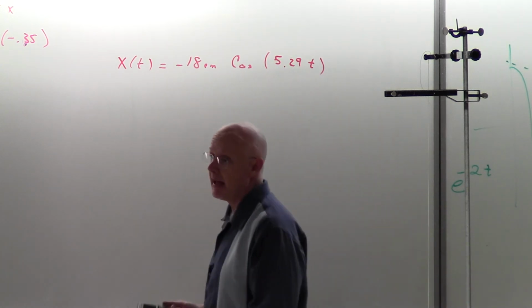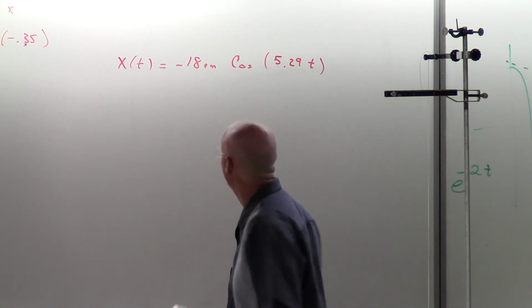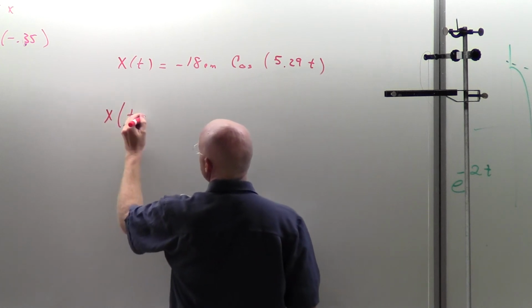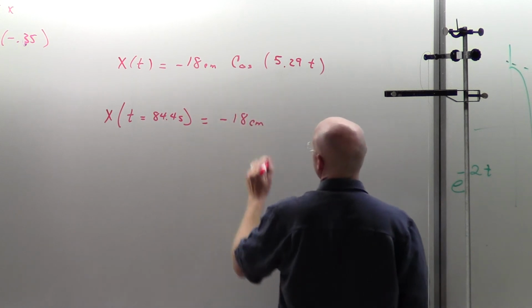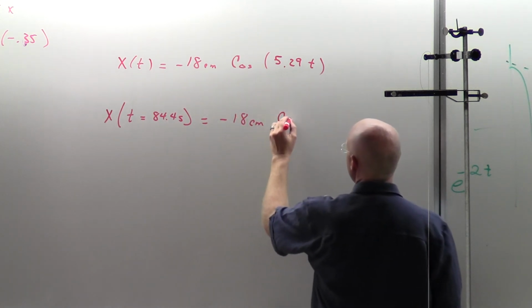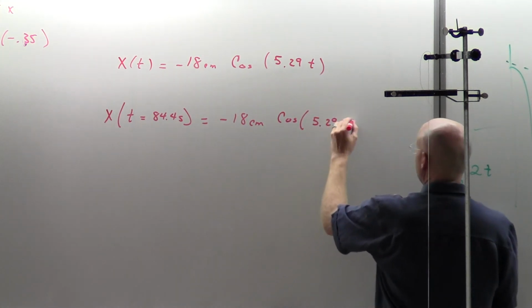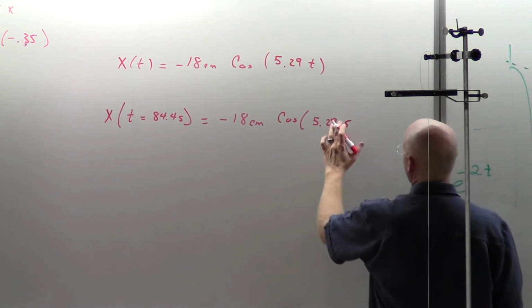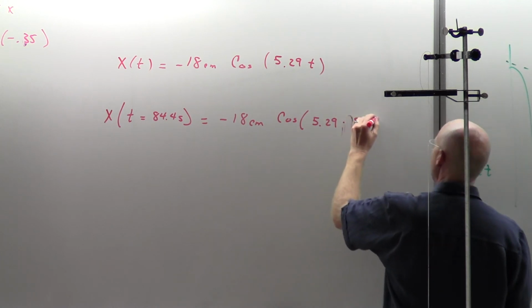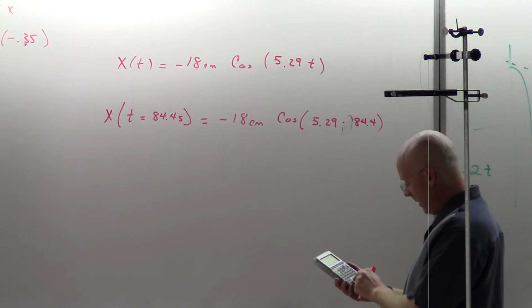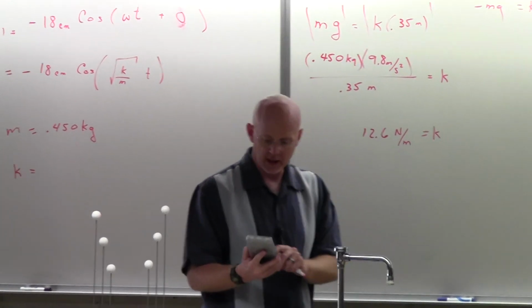Right? And now the question becomes pretty easy. They just say, what is its position after 84.4 seconds? So what's the position when time equals 84.4 seconds? Well, minus 18 centimeters for its magnitude, cosine of 5.29, and I'll just leave it all in my calculator, 1.5, well, I better watch my significant figures here, times 84.4. I should verify that. Was that the time? Yeah, 84.4.